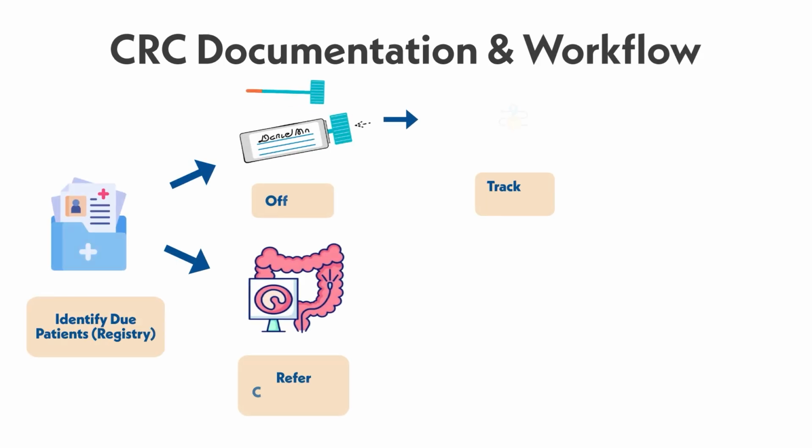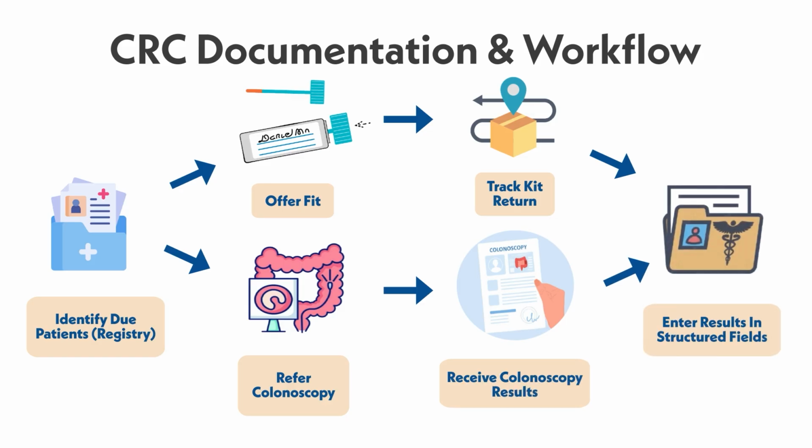CRC performance is primarily an operations and tracking measure. Most failures happen when screenings occur, but the dates are not captured discretely, especially for outside colonoscopies. To get numerator credit, the screening type and the completion date must be stored in structured fields that the measure logic can read. Here's an effective FQHC workflow.